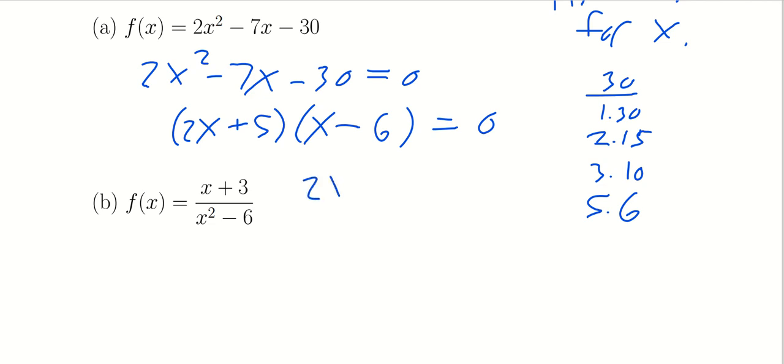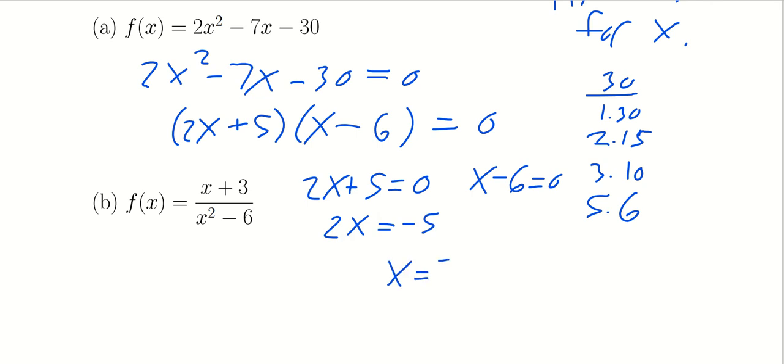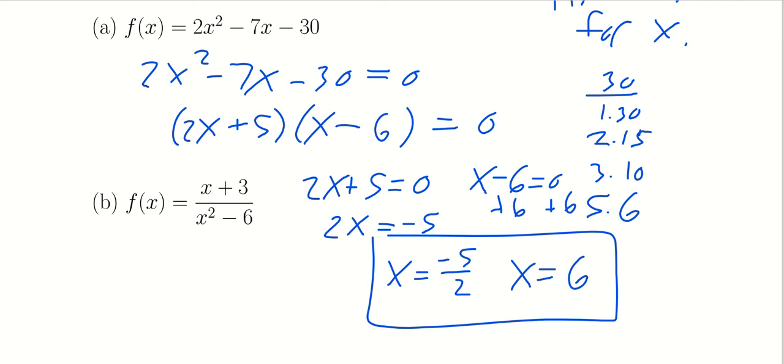Once we have it factored, we can simply go ahead and set each factor equal to 0 individually. For this one, you would subtract 5 from both sides first, and then divide both sides by 2. So we get x equals negative 5 halves. For the second one, simply add 6 to both sides, and we get x equals 6.